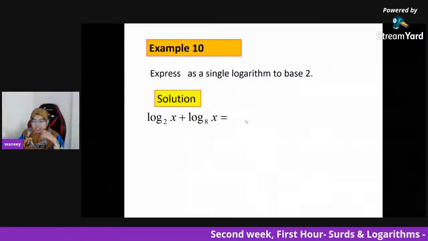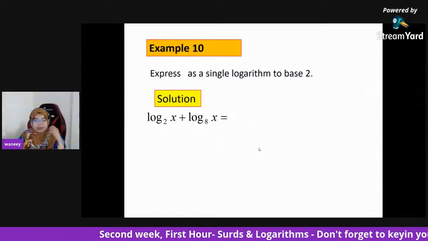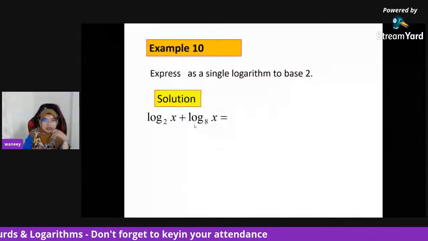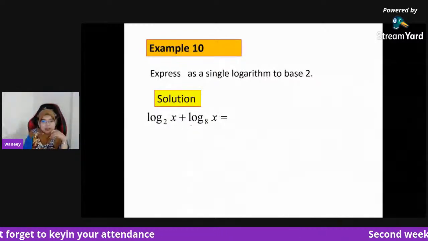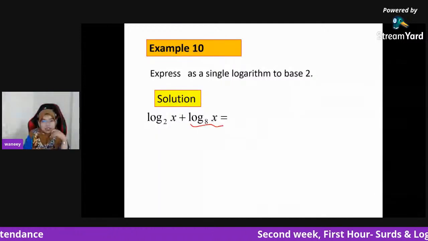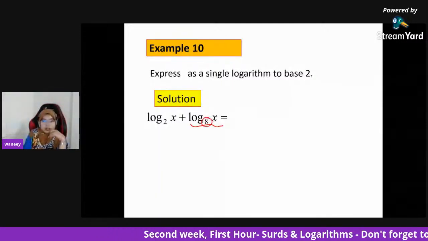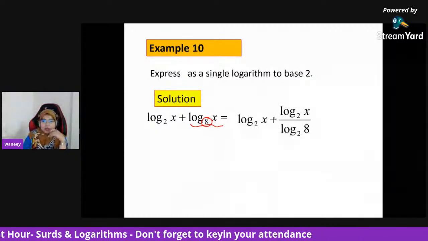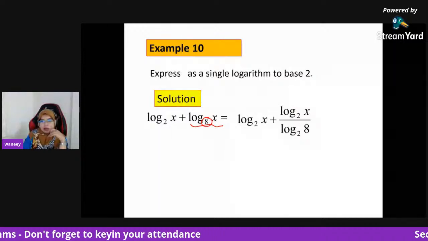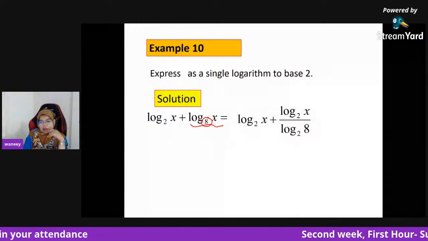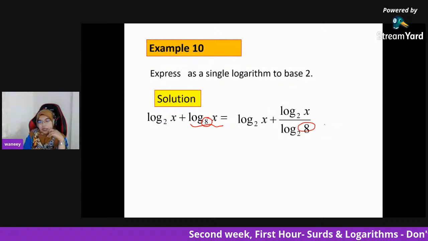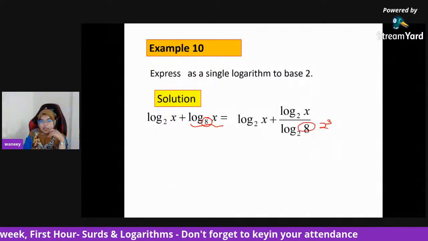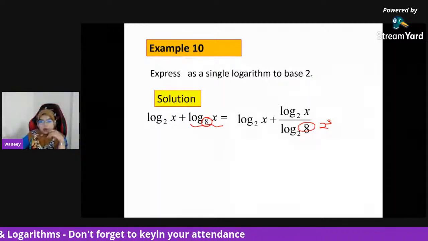Okay, so now let us continue. Log_2 x plus log_8 x. Let us use the change of base over here, so change everything to the base of 2. Instead of 8, change it to 2. So it will become log_2 x over log_2 8. Do you remember what is 8? 8 is actually 2 to the power of 3.